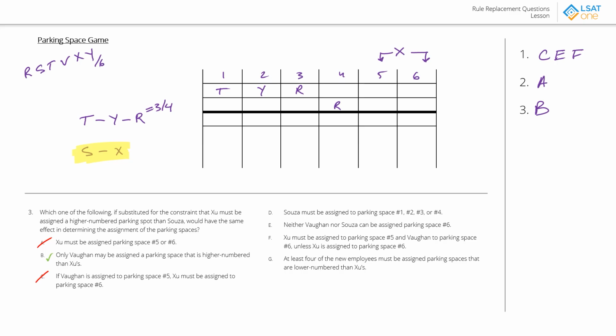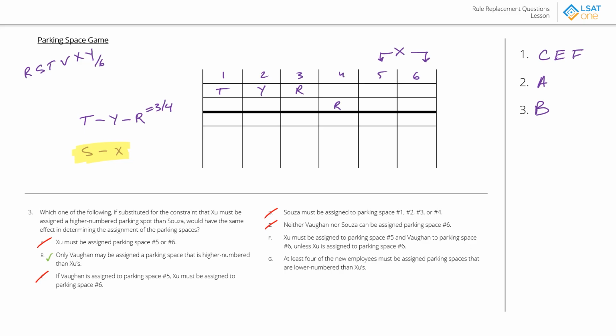Previously, we could have had S in position 5 and X in position 6. So since D never had to be true, this is out. Answer choice E: Neither V nor S can go into 6. This also never had to be true. We know V could have gone into 6, which is a good enough reason to get rid of it, because that never had to be true.